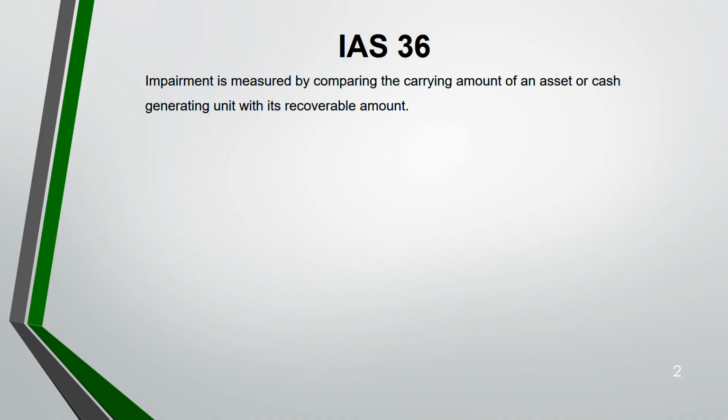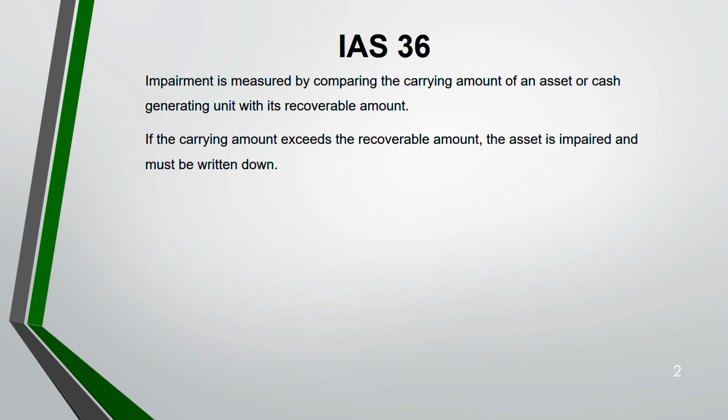Impairment is measured by comparing the carrying amount of your asset or cash generating unit with its recoverable amount. If your carrying amount is more than the recoverable amount, your asset is impaired and you have to write it down to a recoverable amount. And if it's the other way around, when your recoverable amount is more than the carrying amount, asset is not impaired. But very rarely they will give you a question where the asset is not impaired. Most of the time, they always give you a situation where asset is impaired.